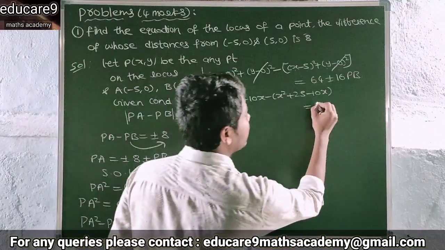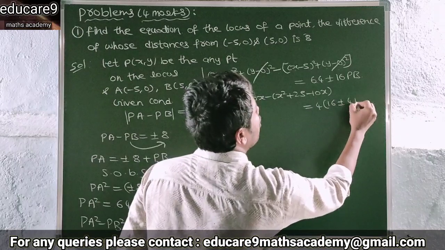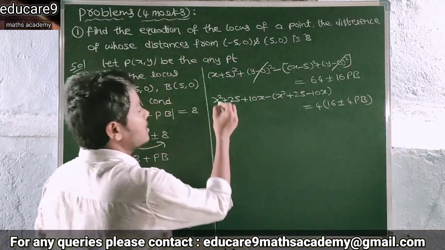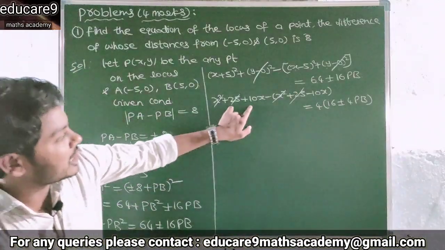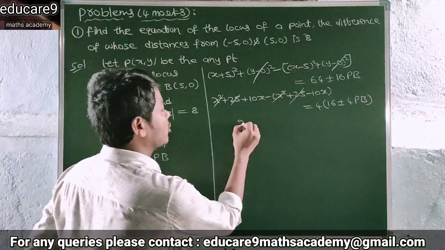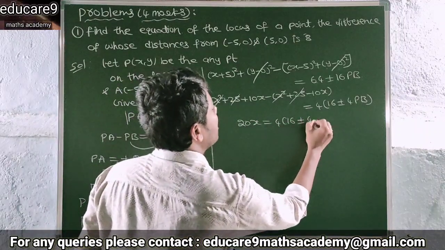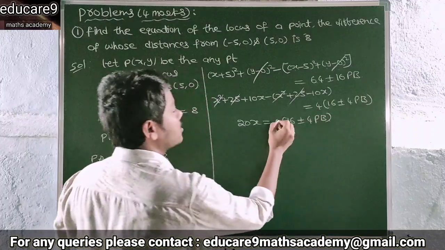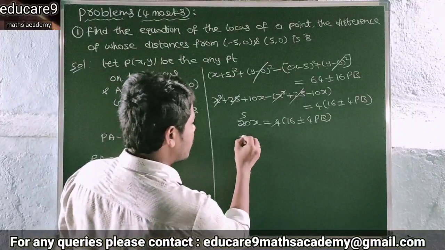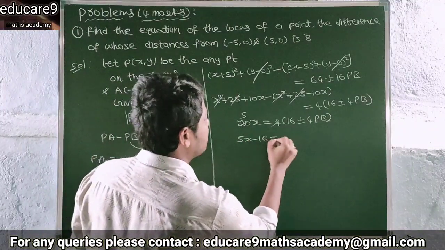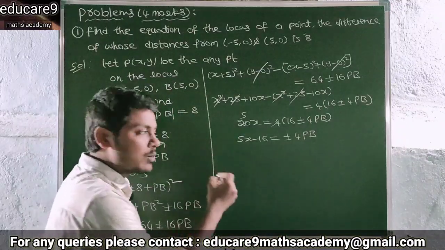4 is common on the right. You get 4(16 ± 4PB). So x² minus x², and 25 minus 25 get cancelled. Here 10x + 10x you will get 20x, equal to 4 into (16 ± 4PB). Dividing by 4, now this is 5x - 16 = ±4PB.